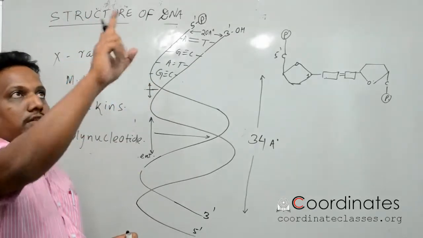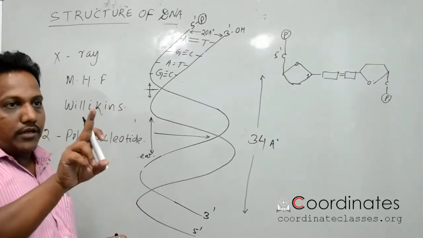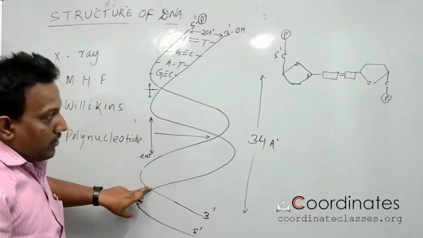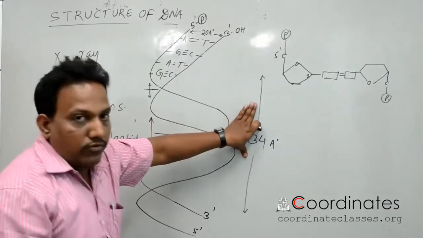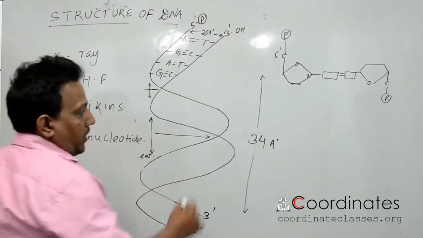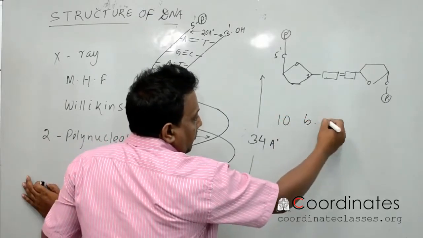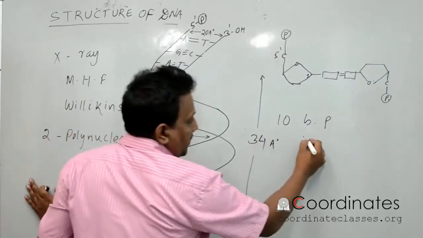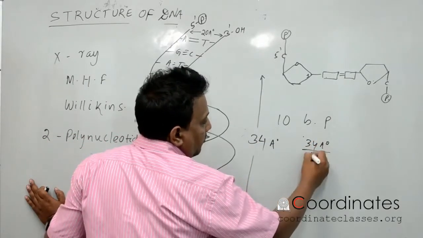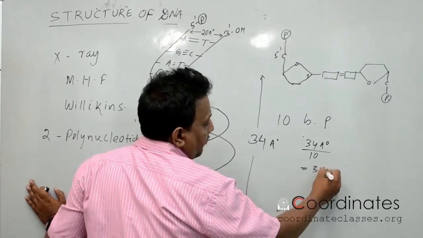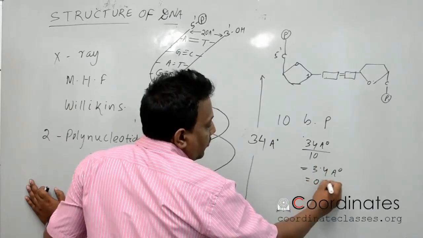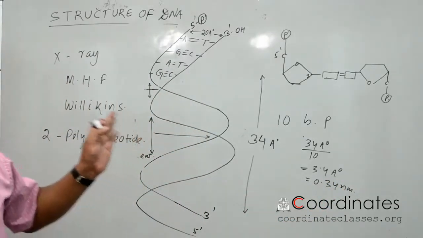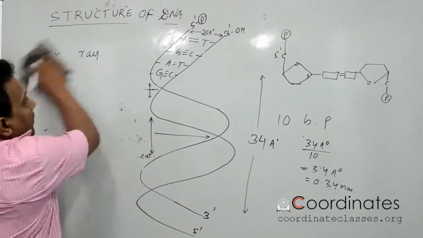And one turn means this one up to 180 degree and another 180 degree. Now this is the total turn. So the length between this point and this point is known as one turn and its length is 34 angstrom. There are about 10 base pairs between each helical turn. So the distance between two subsequent base pairs will be 34 divided by 10, which is equal to 3.4 angstrom or 0.34 nanometer.